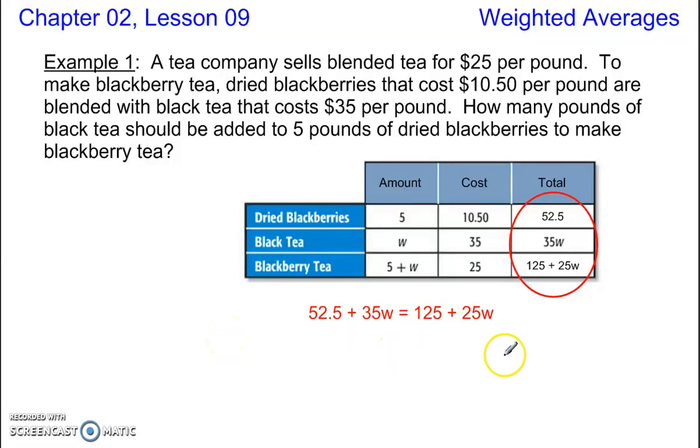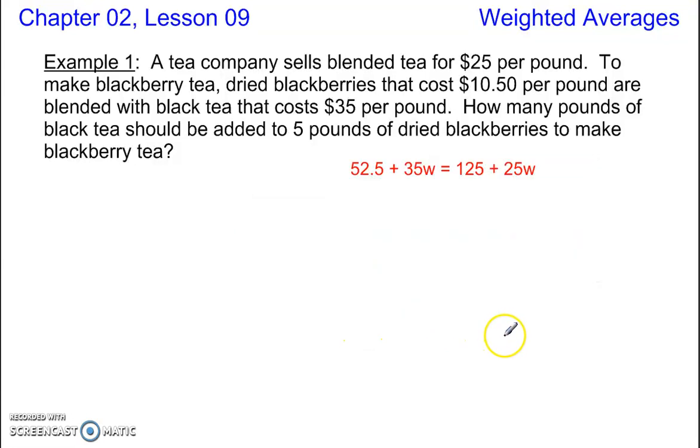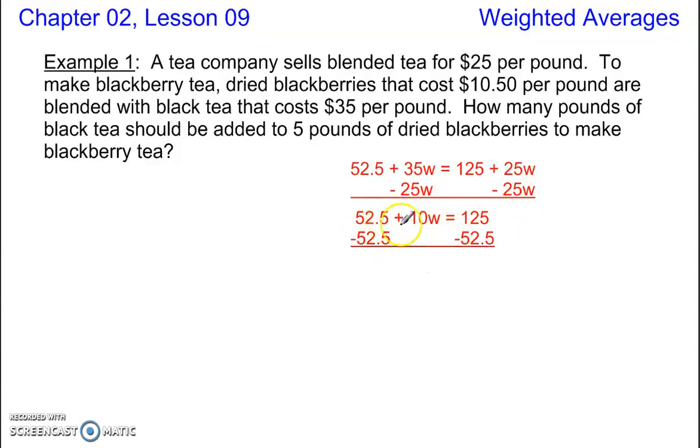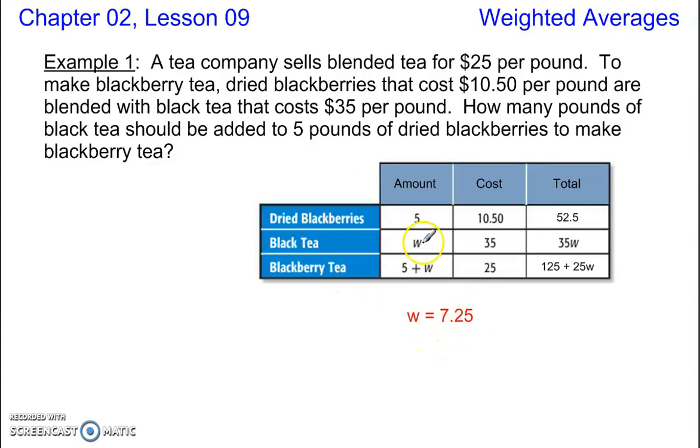Now solve the way we've been solving. Variable on each side. Subtract one of the variables. I recommend the smaller one. And then solve for the variable. Get it by itself. 10W equals 72.5, divide by 10 on each side, and we get W, which, what was W? W was how much black tea we wanted. Okay, so we need 7 pounds and 7.25 pounds.